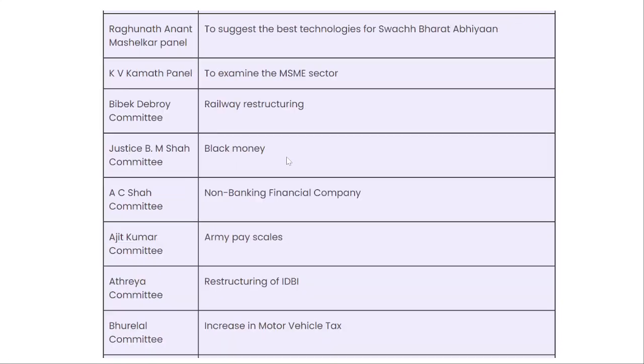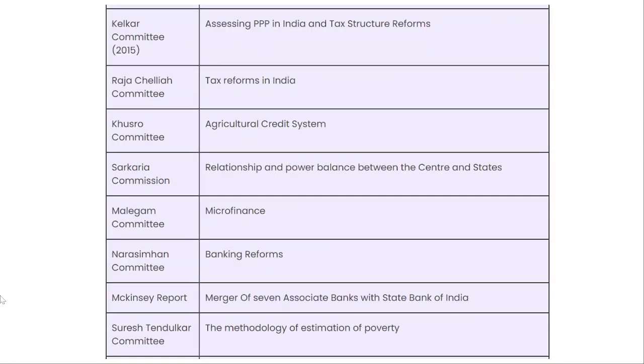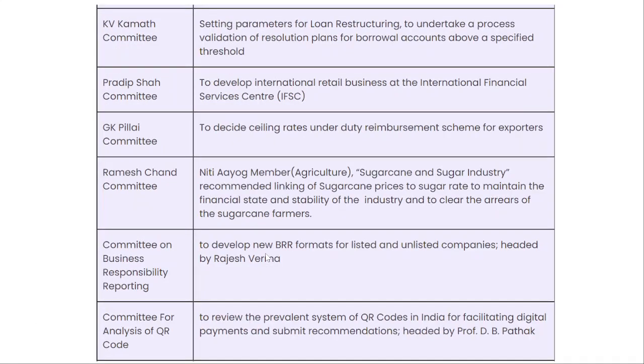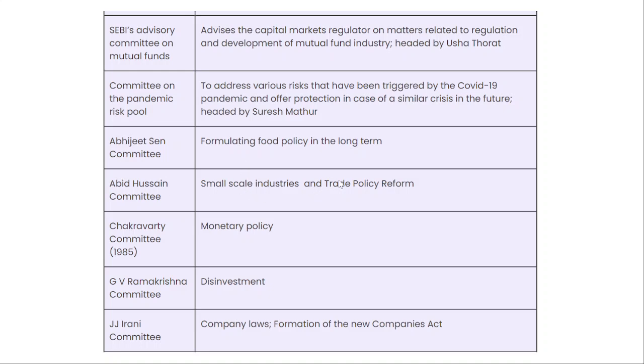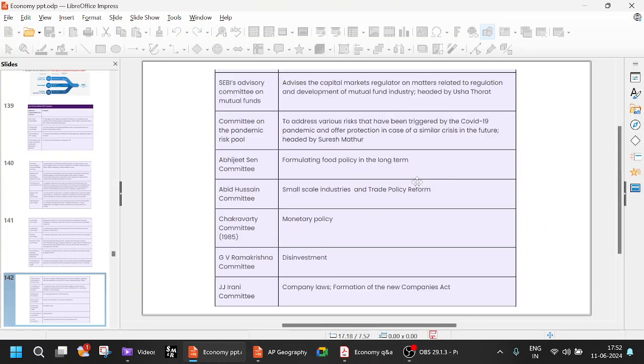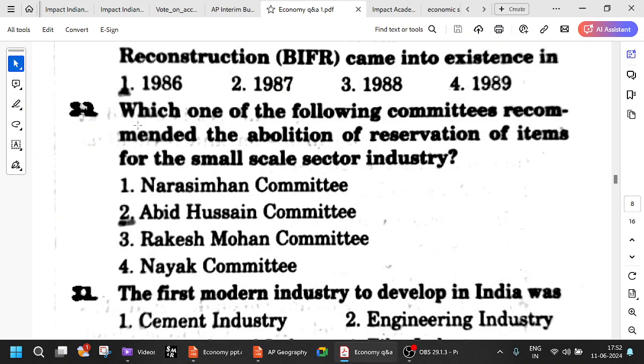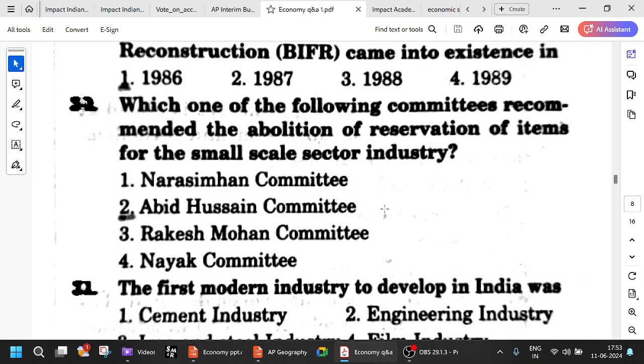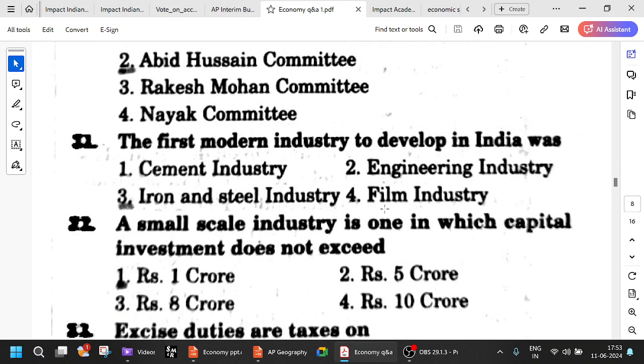So we are talking about the Narasimhan Committee, right? Narasimhan Committee is banking reforms, and Abid Hussain Committee is small scale industries and trade policy reform. We are talking about abolition of reservation for the small scale sector. So small scale means Abid Hussain Committee. Abid Hussain is small scale and trade reforms. Narasimhan Committee is banking reforms.